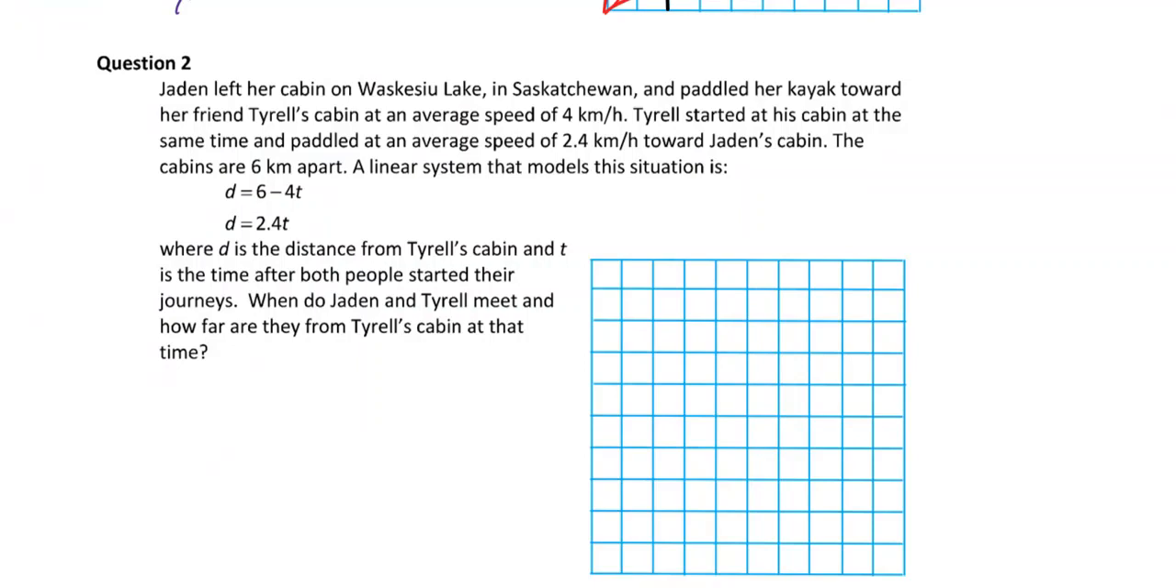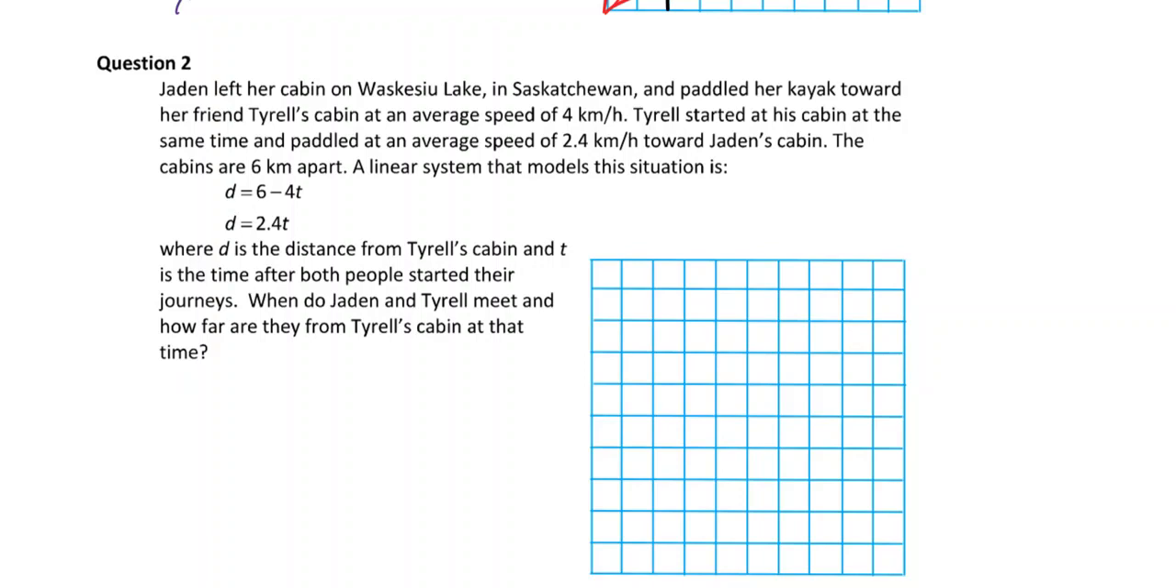Okay, so let's do this one. It says, Jaden left her cabin at Waskesiu Lake in Saskatchewan and paddled her kayak toward her friend Tyrell's cabin at an average speed of 4 kilometers an hour. Tyrell started at his cabin at the same time and paddled at an average speed of 2.4 kilometers an hour toward Jaden's cabin. The cabins are 6 kilometers apart.